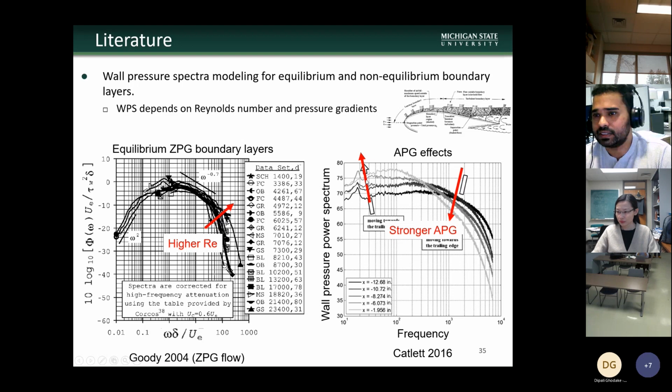Now, next, when it comes to adverse pressure gradient effects, which are pretty common as you go towards the trailing edge part of the blade, it has been found that the low frequency content of the wall pressure statistics increases and the high frequency content decreases.